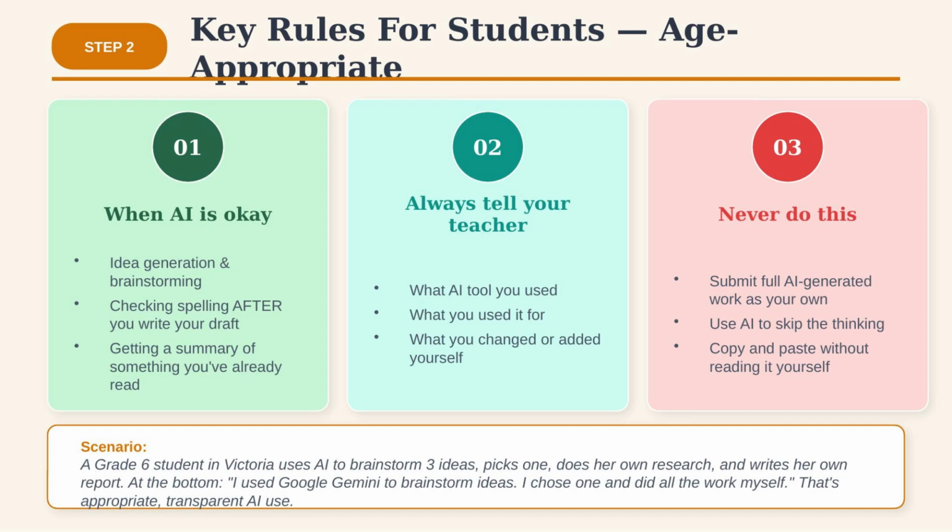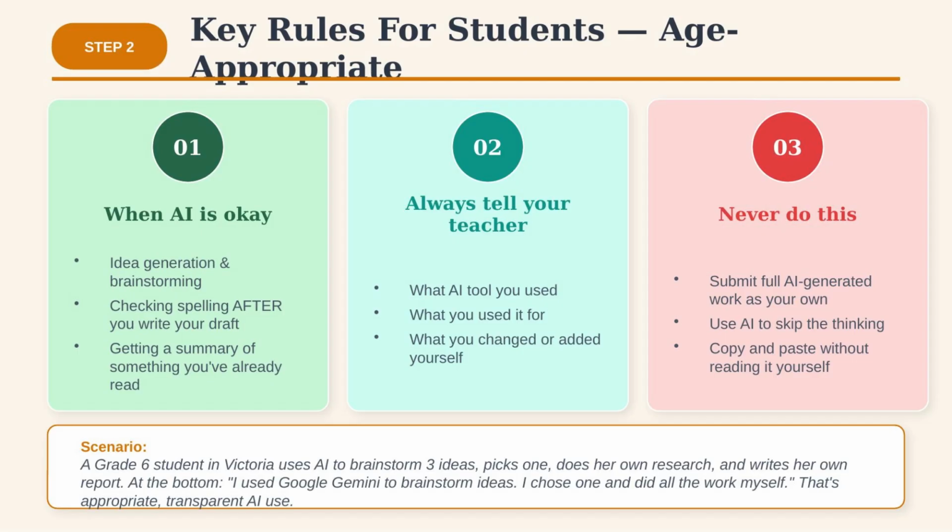Second, always tell the teacher when you used AI, what tool you used, what you used it for, and what you changed or added yourself. This can be as simple as a line at the bottom of an assignment. That disclosure keeps students honest, and it teaches them a habit of transparency that matters well beyond your classroom.